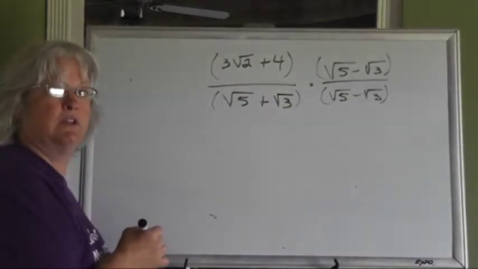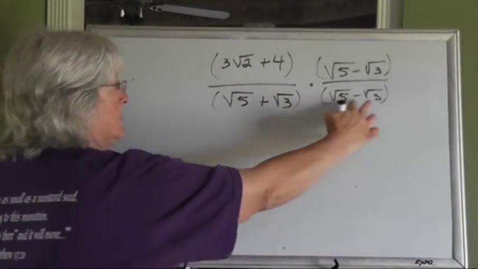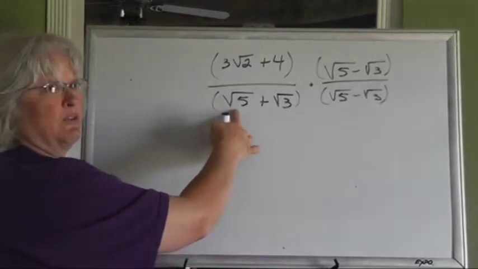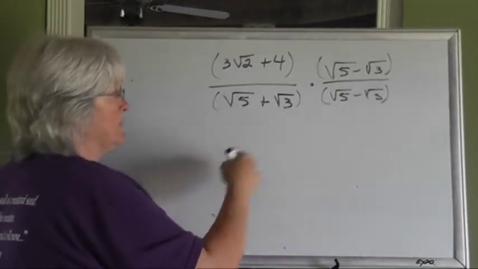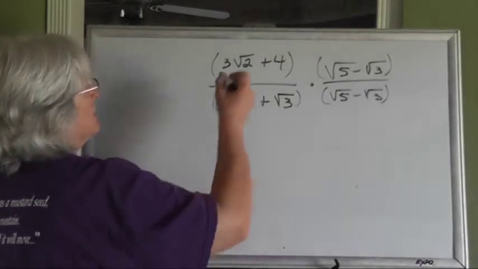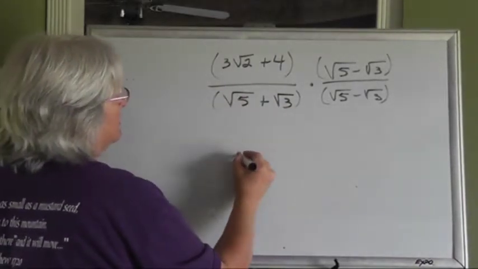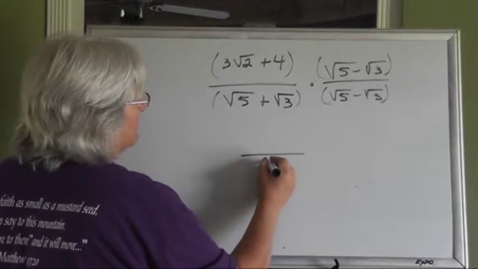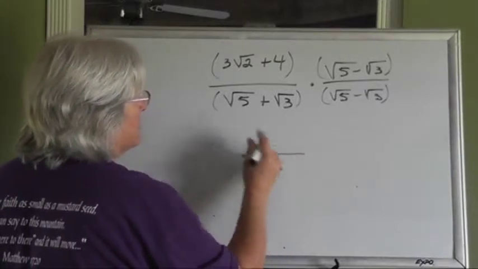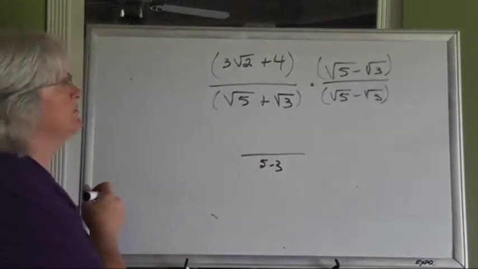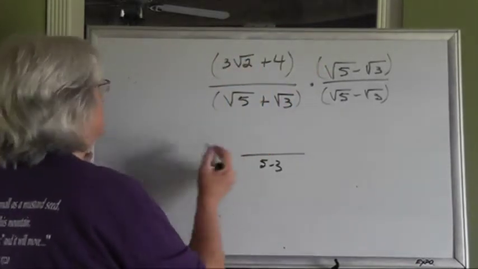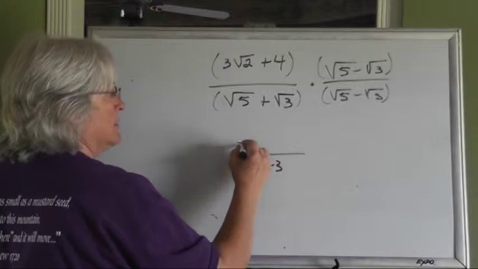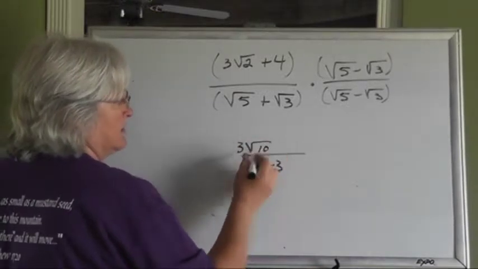You now have in the denominator the difference of two squares. Square root of 5 squared minus the square root of 3 squared is 5 minus 3. In the numerator, we're going to have to FOIL. We have 3 times the square root of 2 times the square root of 5, which is 3 times the square root of 10.